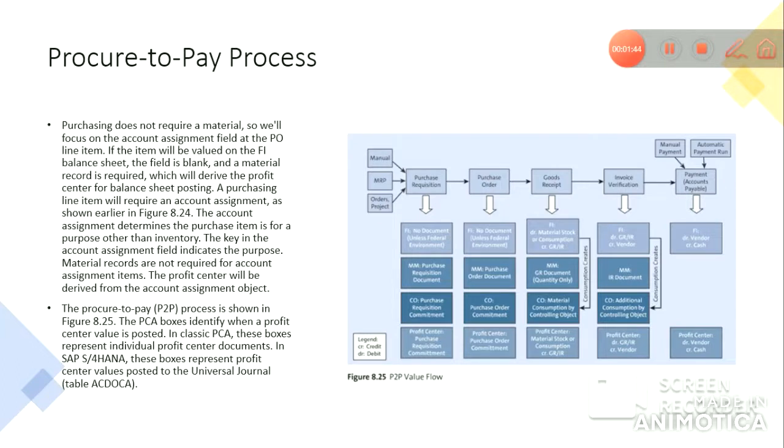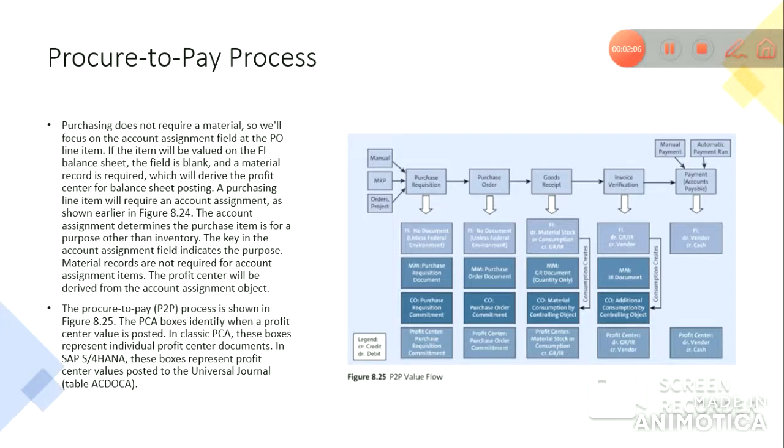The account assignment determines the purchase item is for a purpose other than inventory. The key in the account assignment field indicates the purpose. Material records are not required for account assignment items. The profit center will be derived from the account assignment object.